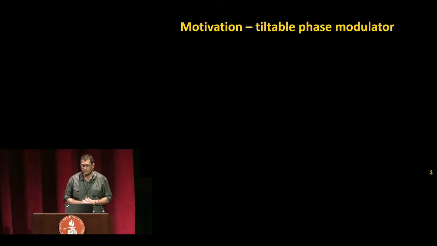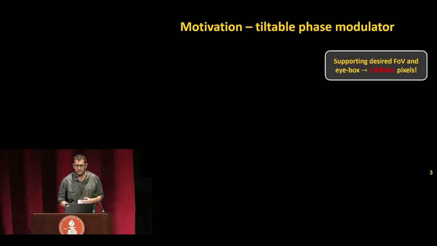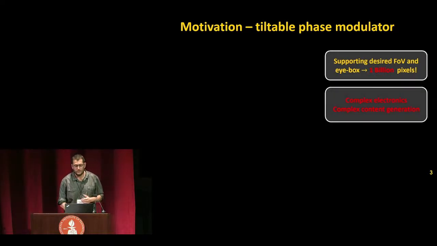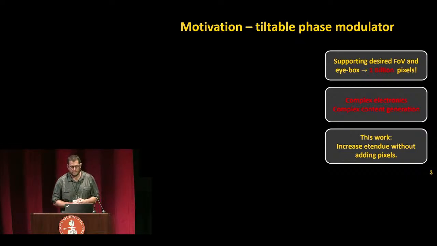Ideally, holographic displays would like to achieve a field of view of 120 degrees and an aperture of approximately 1 centimeter. Unfortunately, supporting this etendue requires a display with 1 billion pixels. This is 3 orders of magnitude higher than what's available today and is unrealistic. Even if such a display can be built, handling both the electronics and content generation for 1 billion pixels would be a very difficult problem. In this work, we want to increase etendue without adding pixels.